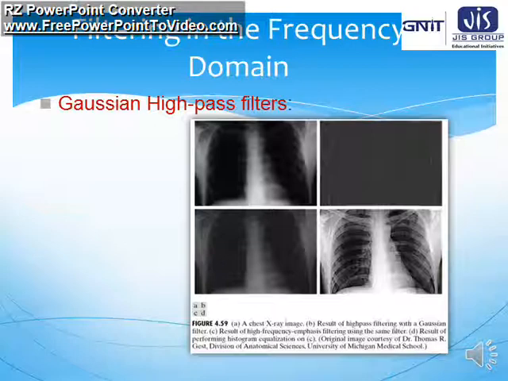The first image is a chest X-ray image. The second image is the result of high-pass filtering with the Gaussian filter. The third image is the result of high frequency emphasis filtering using the same filter, and the fourth image is the result of performing histogram equalization on the first image.